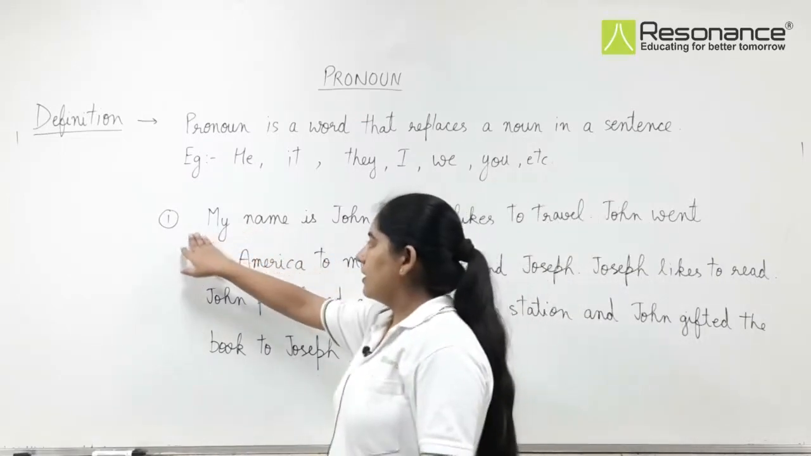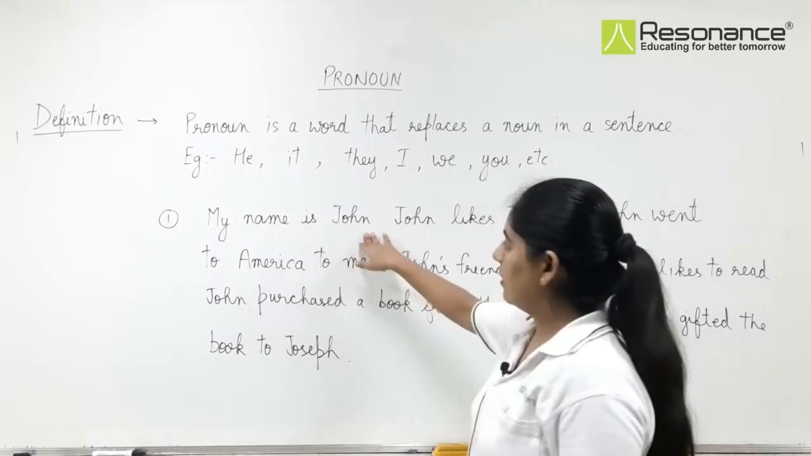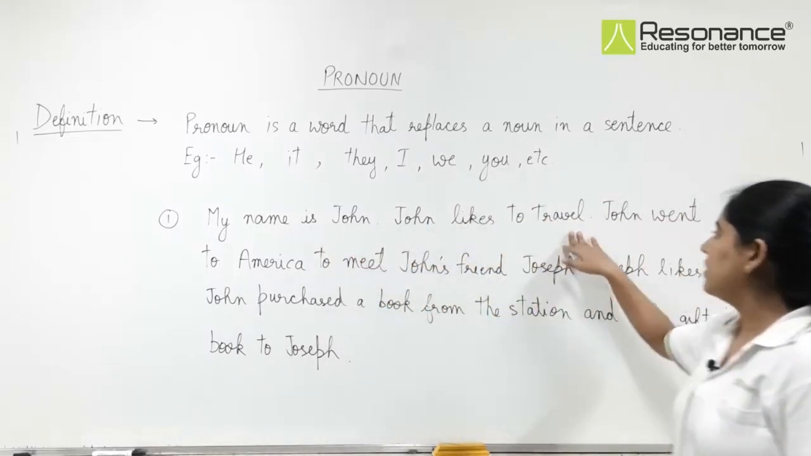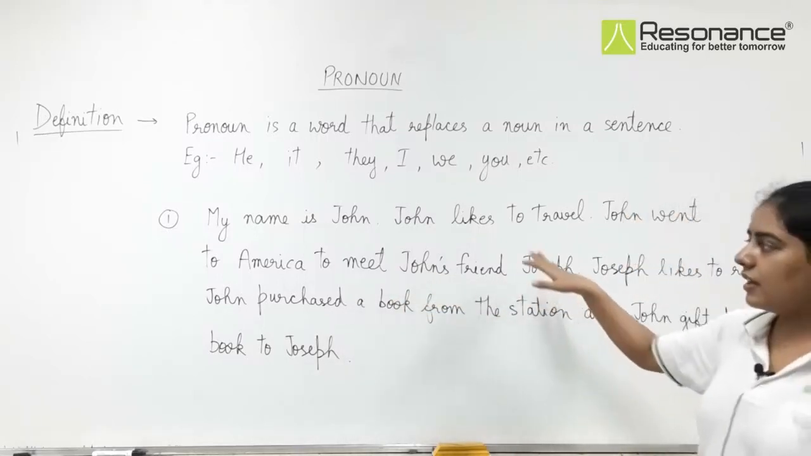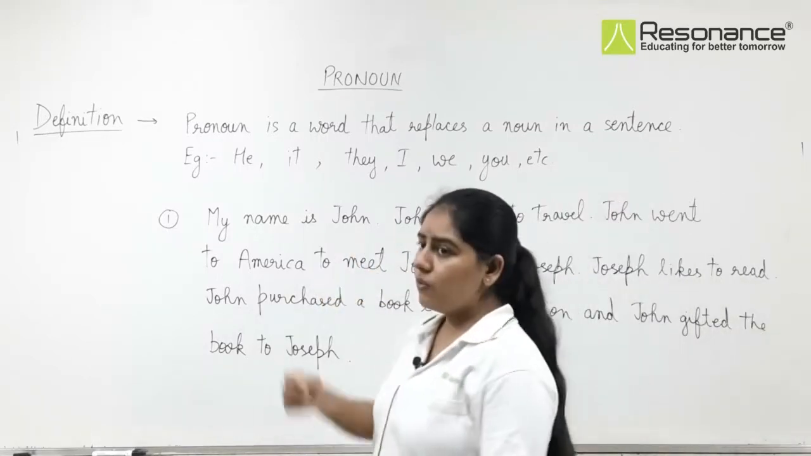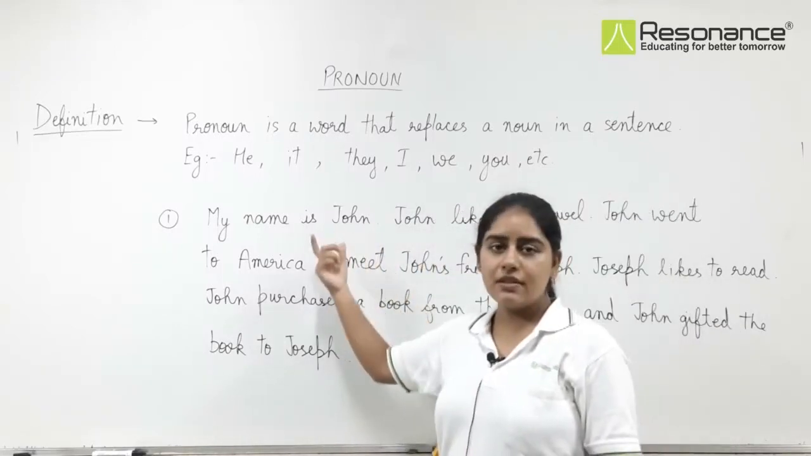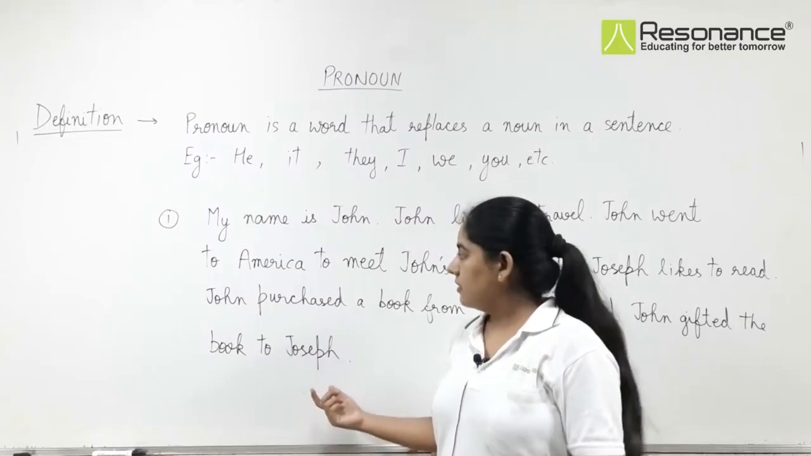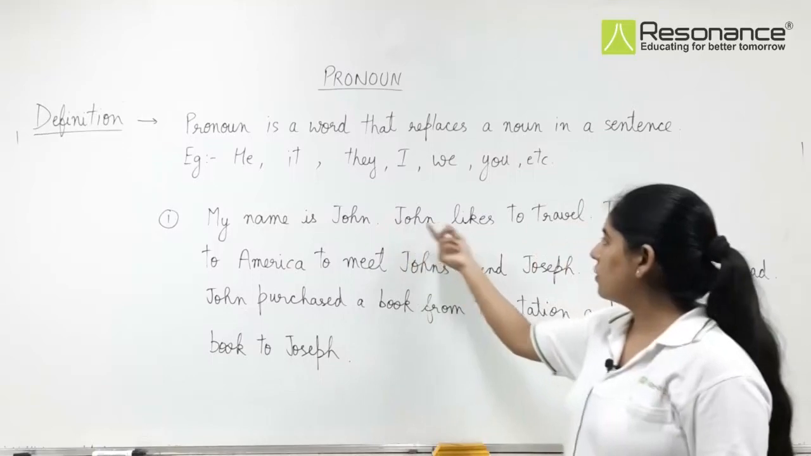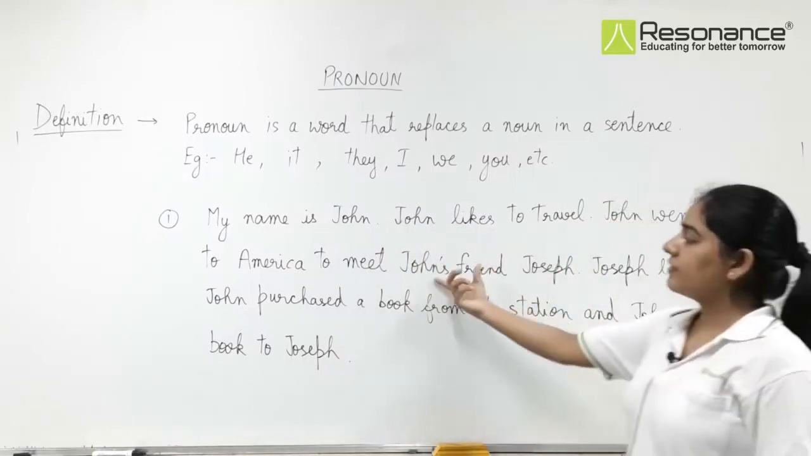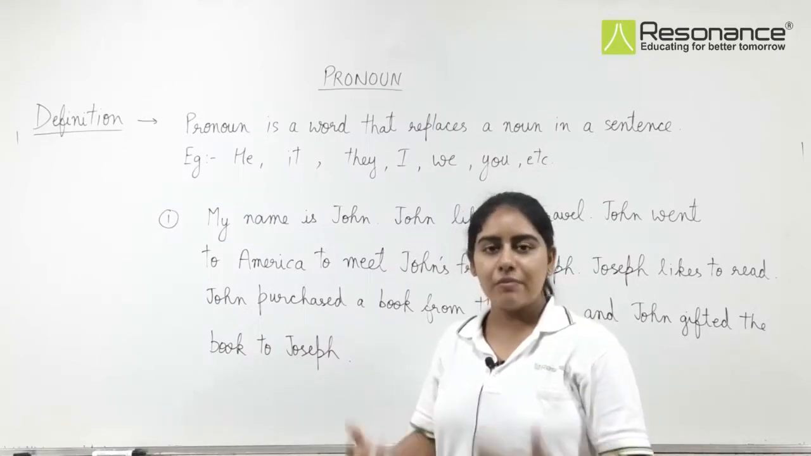Now this is an example written over here. My name is John. John likes to travel. John went to America to meet John's friend Joseph. Now here every time one noun is repeated, you can see repetition of noun in the entire content that is written on the board. My name is John, then again John, then again John, then John's friend. So can you see this repetition? Doesn't it sound very cumbersome?